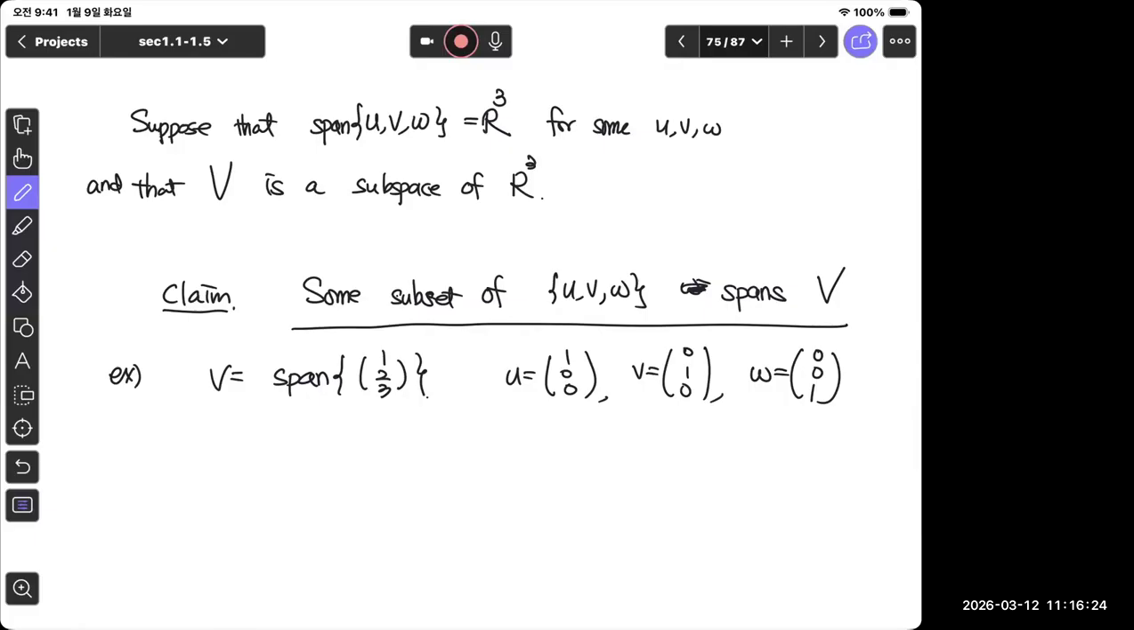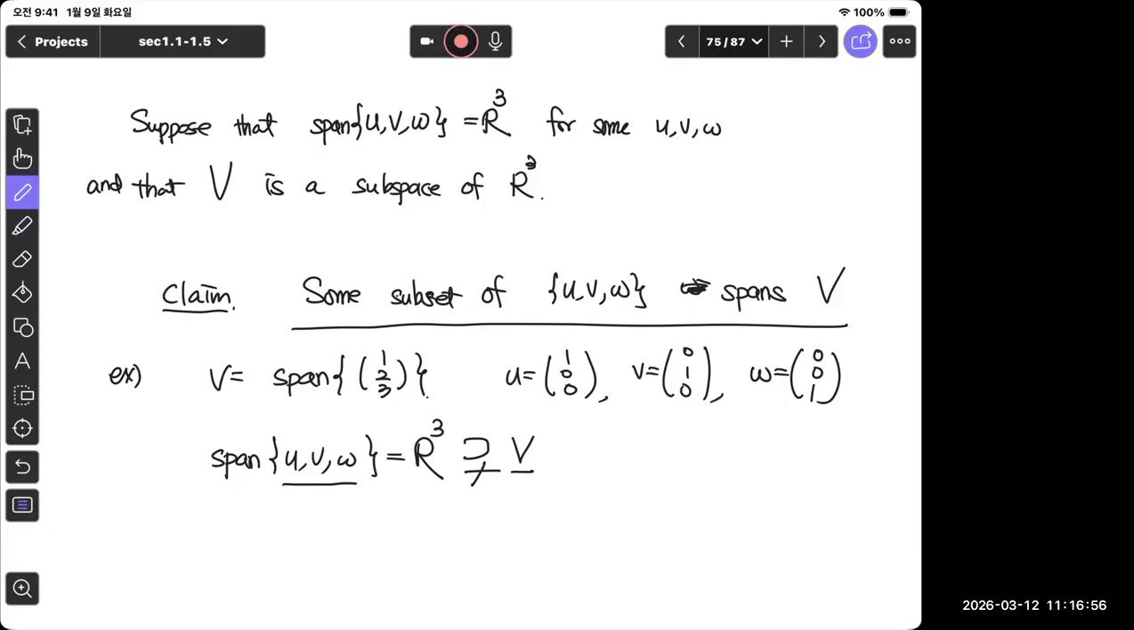In that case, when I consider the span of U, V, W, it will be the R3 space. It contains V space, but it is not the same as V. V is a proper subset of R3 space. So span of U, V, W cannot be V space.